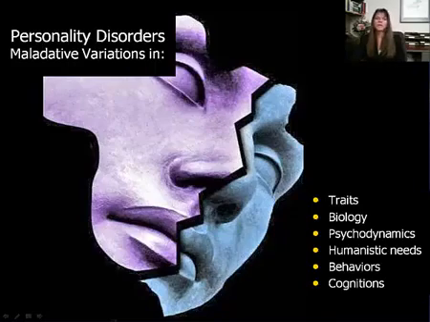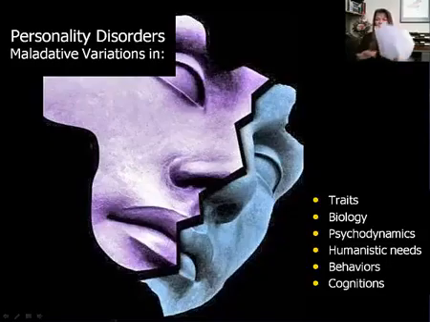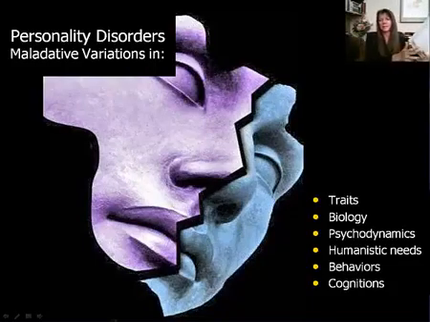Personality disorders tend to represent maladaptive variations in each of the different approaches that we've looked at. Okay, so with the trait approach, it tends to reflect extreme polar ends of trait dimensions. So sometimes people end up on these trait dimensions at these extreme polar ends. I'll give you an example here.